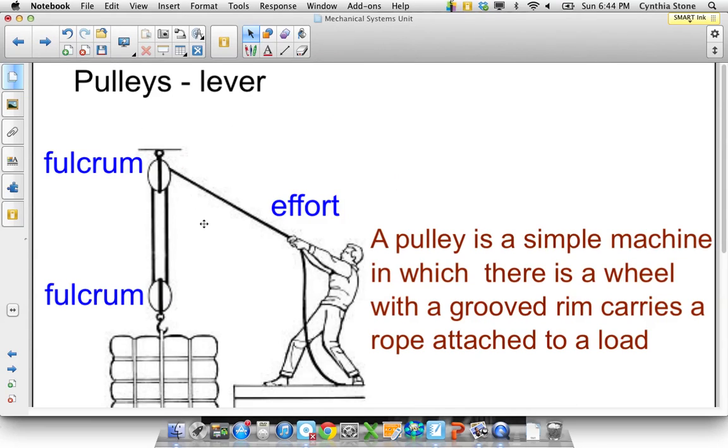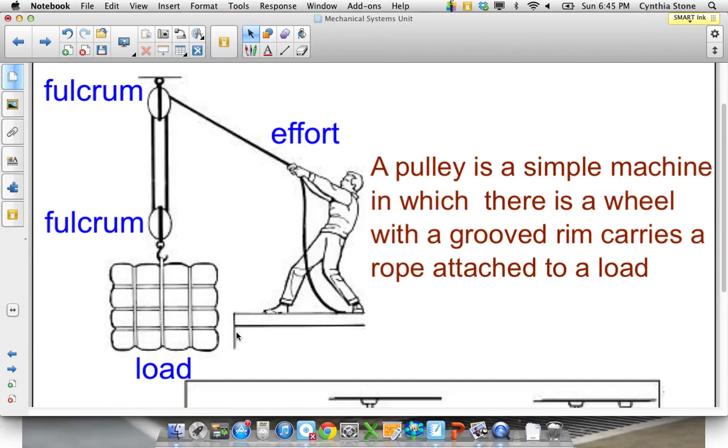Okay, here's another type, and in fact it is a lever, because you have a fulcrum, an effort, and a load. So the way a pulley works, it's a simple machine in which there's a wheel with a grooved rim. Here's our wheel with our grooved rim, and it carries a rope attached to a load. The load is always what you're lifting, and effort's obviously what you're putting in.